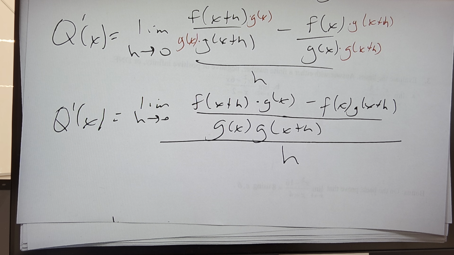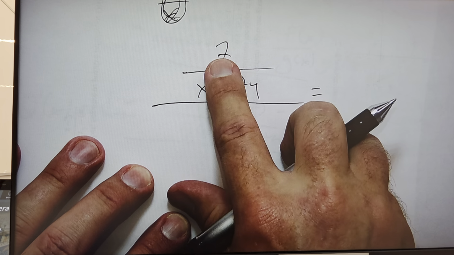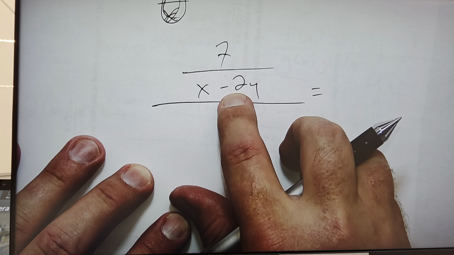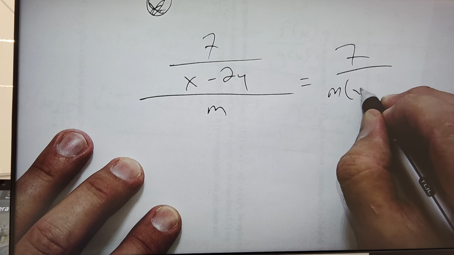Yes. Let me do this on the side real quick. This is an incredibly good shortcut to just know about. Let's say I have 7 over x minus 2y, all over m. This is simply, what is 7 being divided by? x minus 2y and m. So 7 is being divided by m and x minus 2y. You just put together everything that you're dividing.